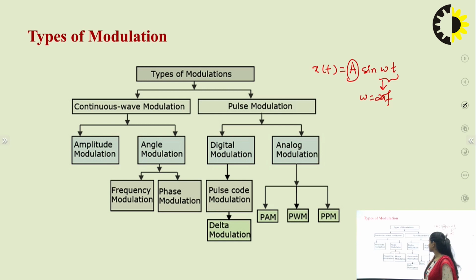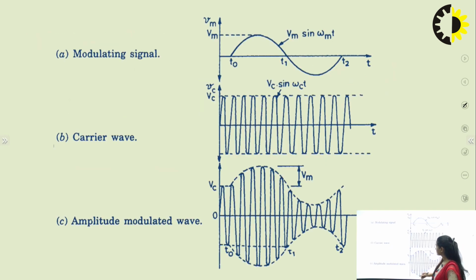Now, if I talk about pulse modulation, then we do have digital modulation, pulse digital and pulse analog. In case of pulse digital modulation, we have pulse code modulation, delta modulation, and different variants of pulse code modulation like DPCM, differential pulse code modulation, adaptive delta modulation. And if I talk about the analog pulse modulation, then we have PAM, pulse amplitude modulation, pulse width modulation, and pulse position modulation. Right.